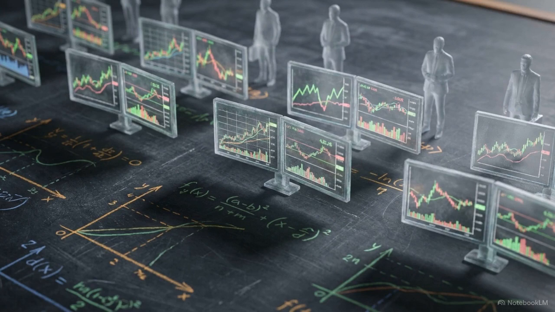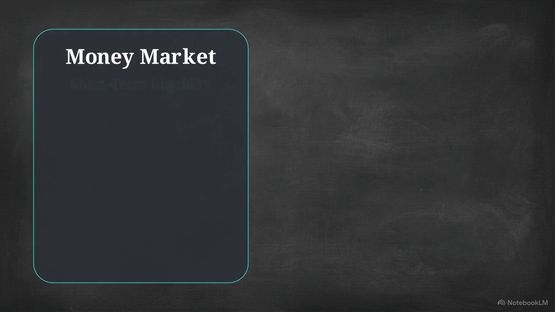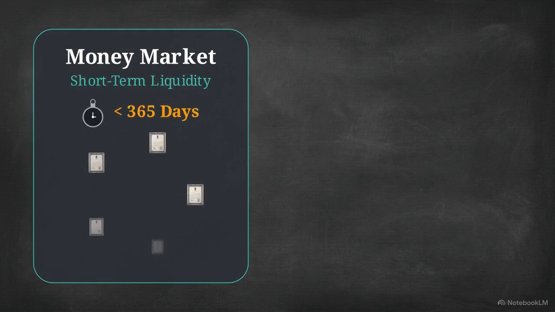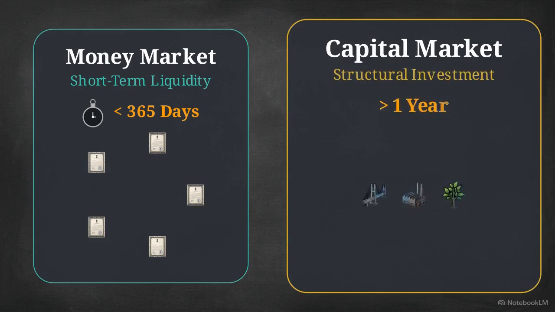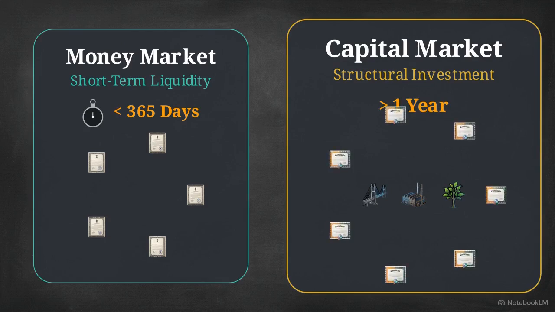These securities cannot be traded informally. They require heavily regulated, centralized arenas to ensure transparency and trust. The first arena is the money market. This is the financial ecosystem built strictly for managing short-term liquidity, dealing exclusively in instruments that mature in under 365 days. The second arena is the capital market. This is where structural investment and long-term wealth creation happen, trading assets that take longer than a year to mature.